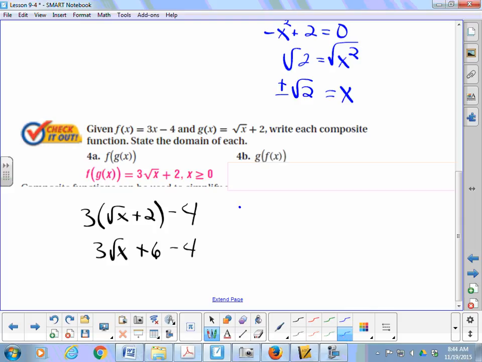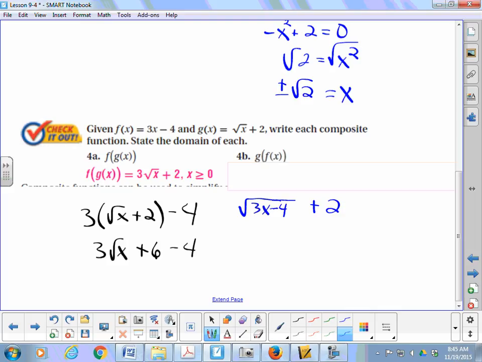For g of f of x, we have the square root of 3x minus 4, and then the plus 2 is on the outside. Can we simplify that? And the answer is no, you can't. Even though there's a 4 under the radical, you still can't pull that out and make it a 2 because it's subtracting, not multiplication. If this was 3x times 4, then yes, you could. But it's 3x minus 4. That's all one piece together, and I can't separate it like that. So this is the answer.